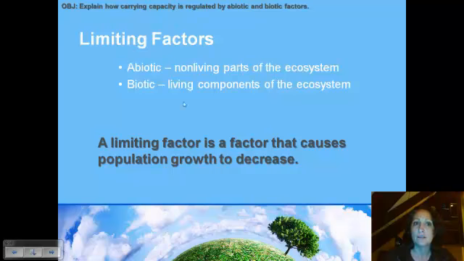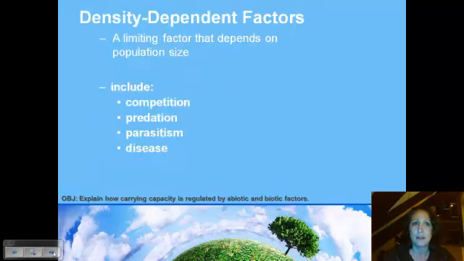So these are the types of factors that can cause that population growth to stop or slow down and reach that carrying capacity. Okay, so we can look at limiting factors as things that either are affected by the number of individuals in the population or not.